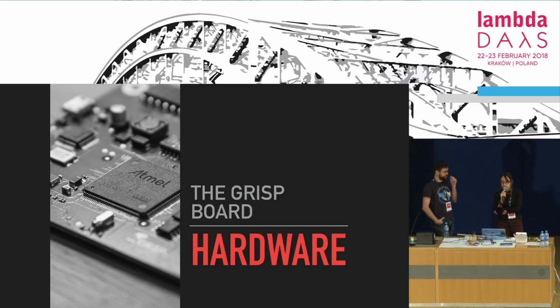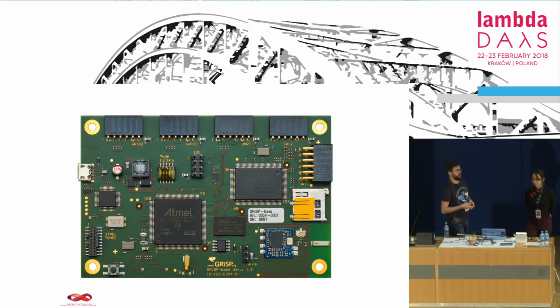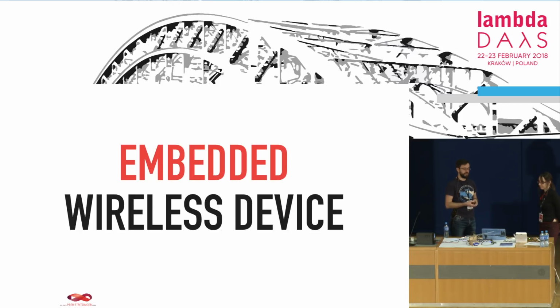So now we're going to talk about the hardware of the GRiSP board, and Adam is going to do it. Yeah. So the GRiSP board is a specialized hardware we made for running Erlang. It's for IoT applications, and it's an embedded wireless device. By embedded we mean low power, efficient, small, portable. Wireless, because it has built-in Wi-Fi, and you can connect many other types of radio extensions and PMODs and so on.